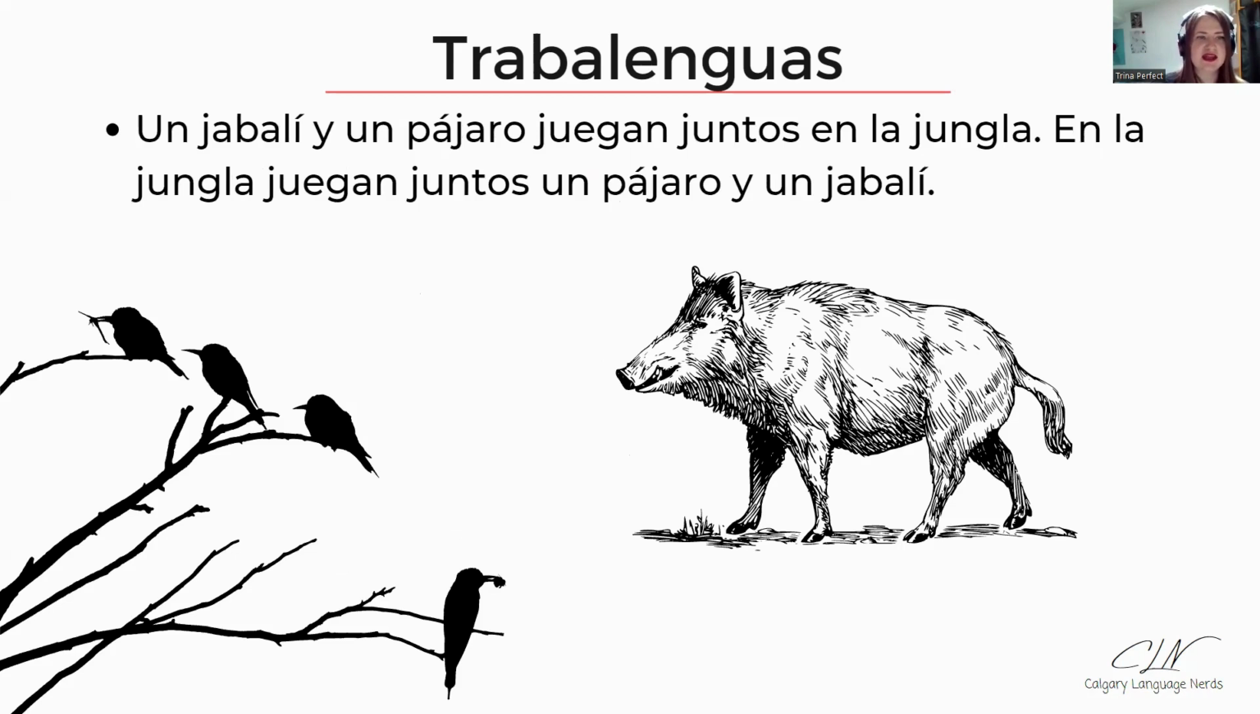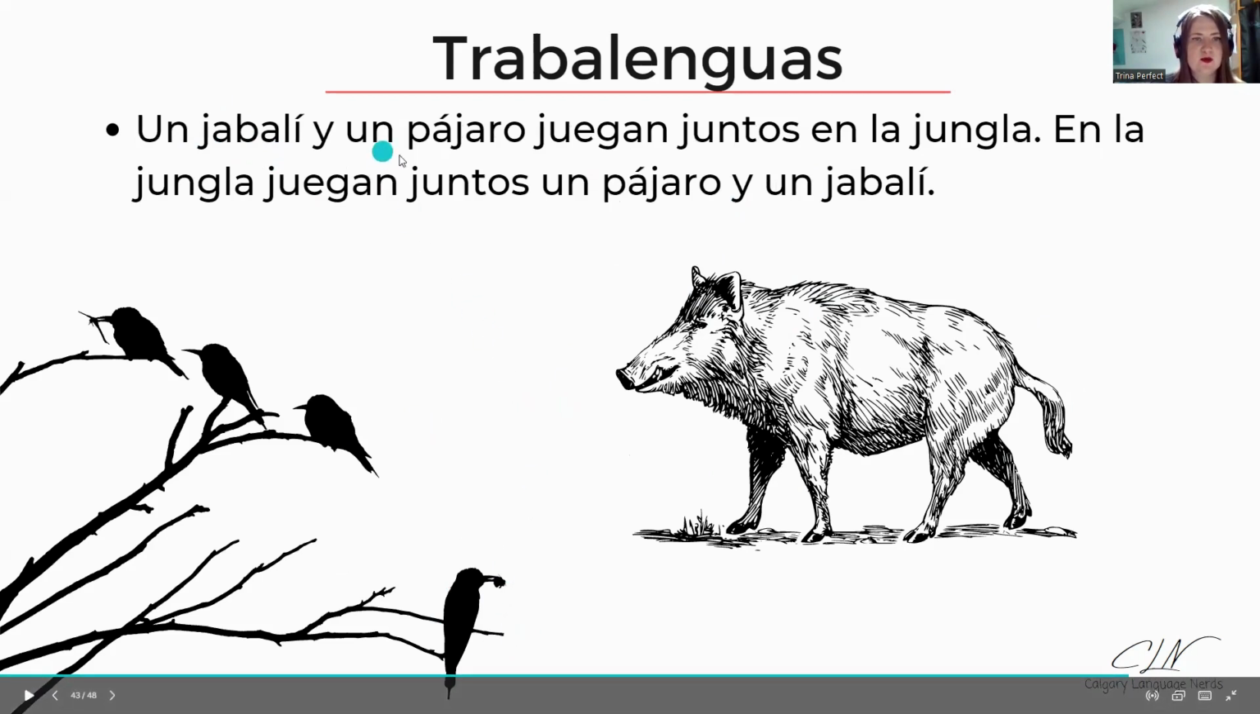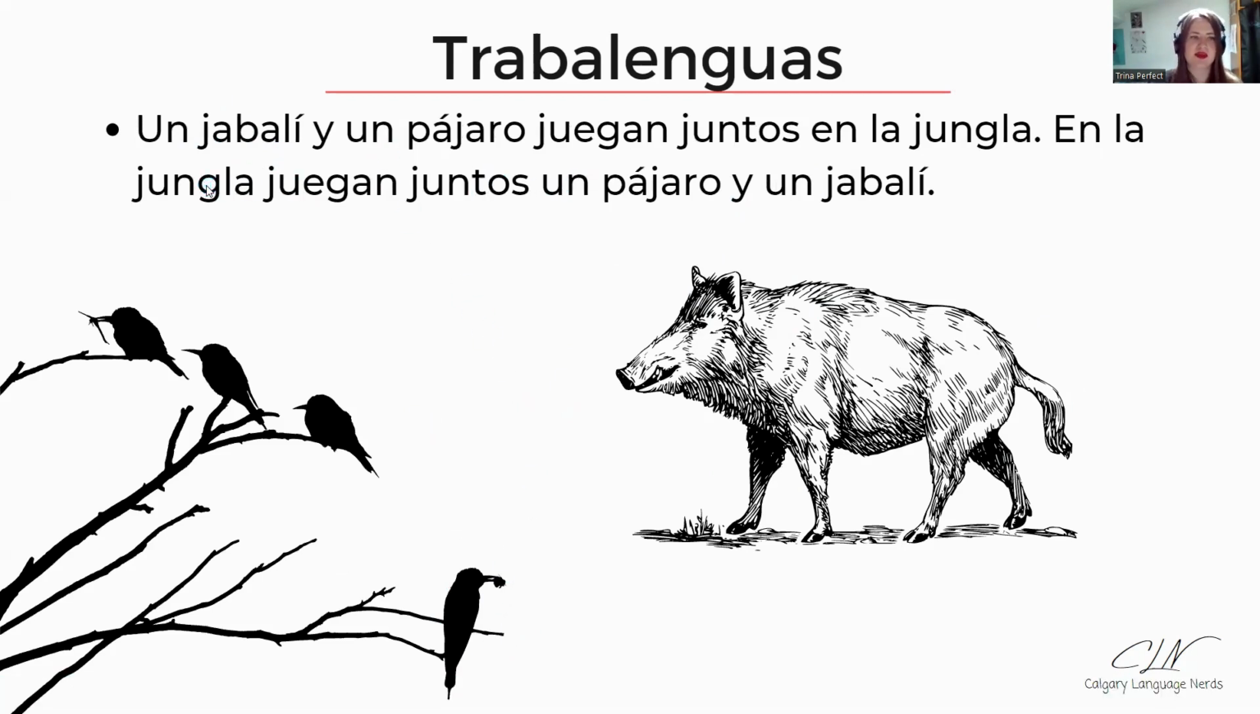Vale. So, next one is about a boar, un jabalí, and a birdie, un pájaro. And it's about ch sound, okay? So let's figure out what it means and let's pronounce it then.